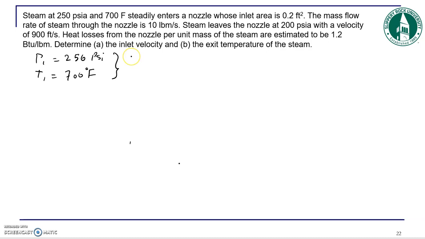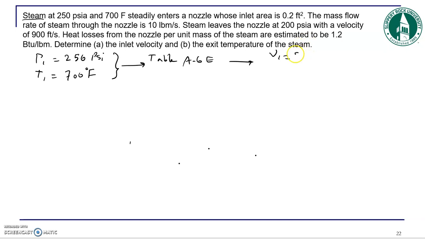And table A4, A5 are for liquid vapor mixture properties. However, this is steam, so at this point it's considered a superheated vapor, so we need to go to the superheated table, which is table A6E. So from table A6E, we can find the information for this specific state of steam.